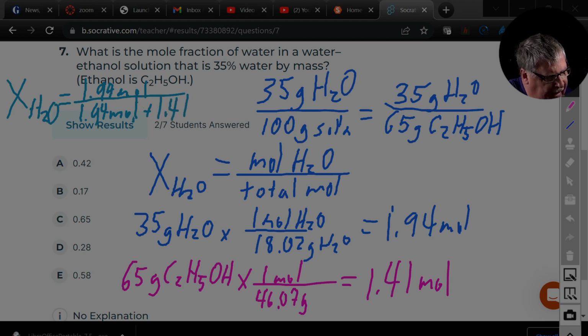All right. But my point is, if I just look at this, I'm dividing 1.94 by a number that's not twice as great as 1.94. Therefore, my mole fraction has to be greater than 0.5. Without doing any more, I can scratch 3 answers. And so, if we actually carry this out, it's going to be 0.58.